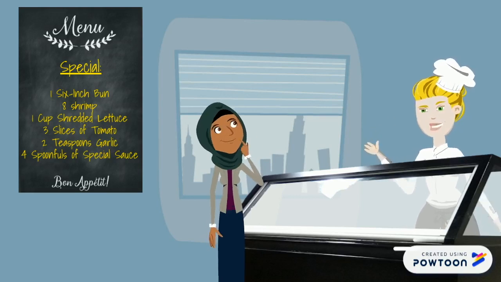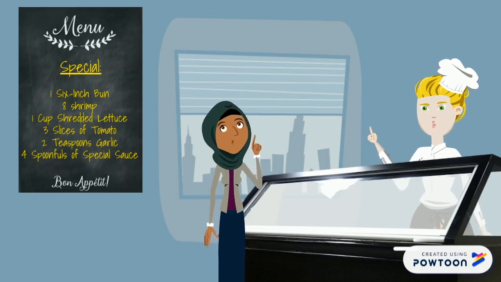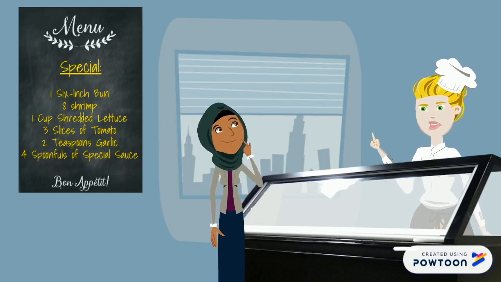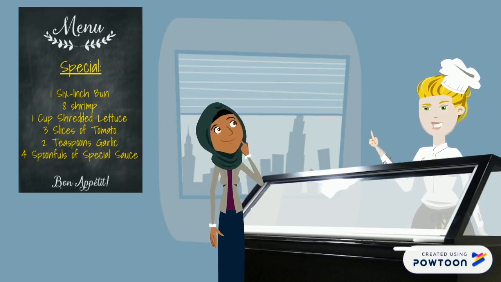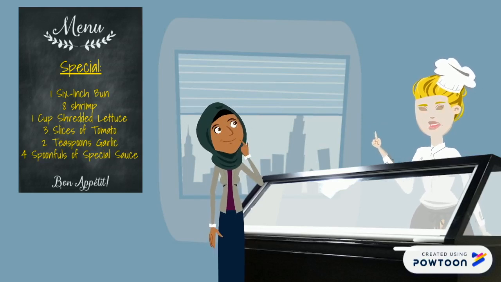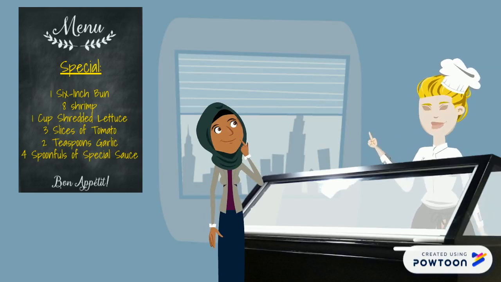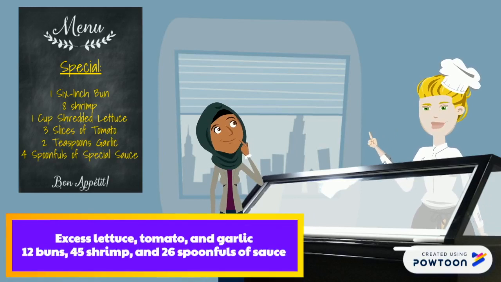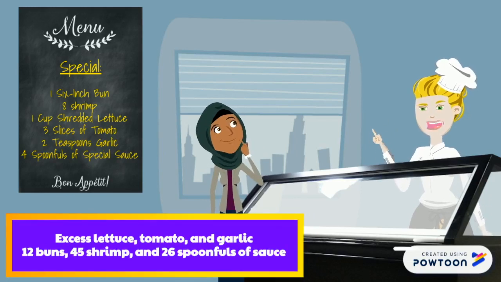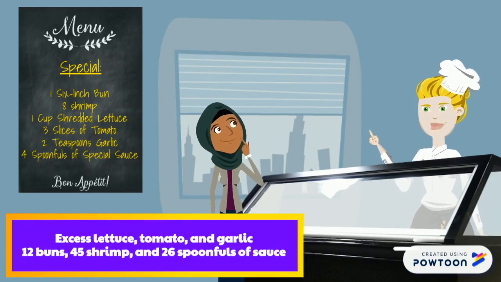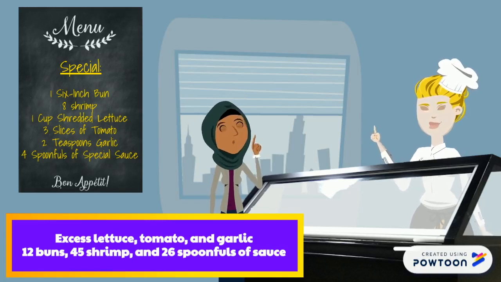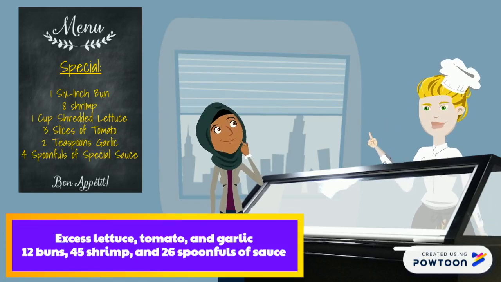However, the cook said that they have been very busy, and while she has plenty of lettuce, tomatoes, and garlic left for sandwiches, she has used up most of her freshly baked bread, shrimp, and special sauce. If the sandwich shop has 12 buns, 45 shrimp, and 26 spoonfuls of sauce left, how many sandwiches can Aisha bring to her friends? Let's calculate this one the same way as the others.